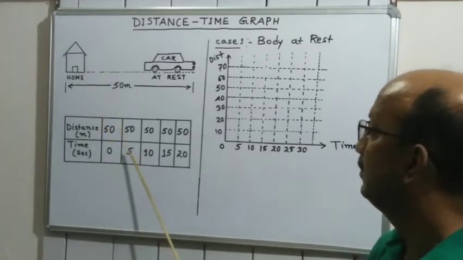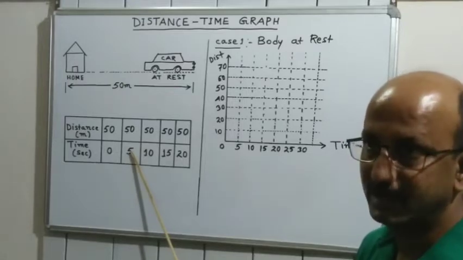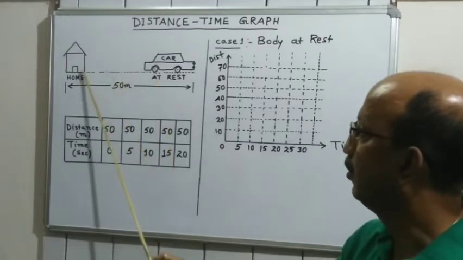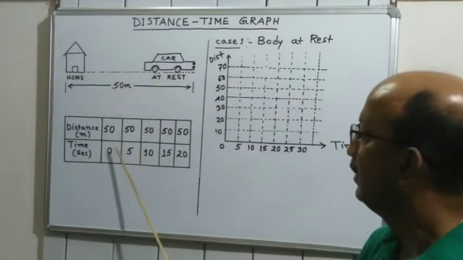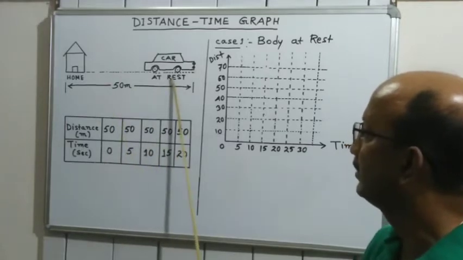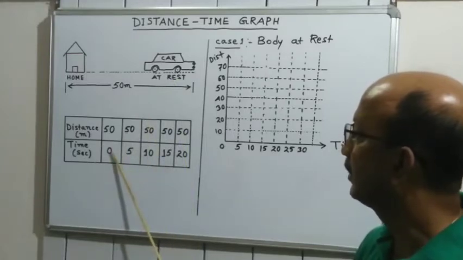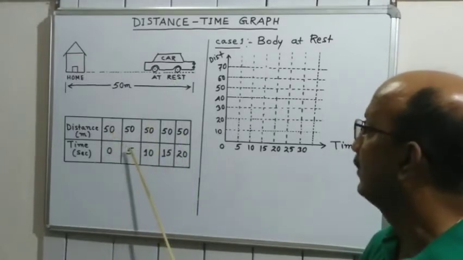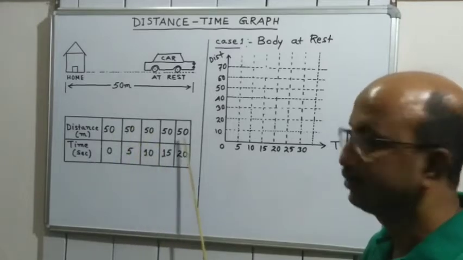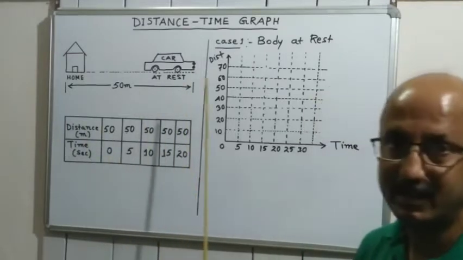Now when time has passed, say 5 seconds, still the car is at rest and the distance of the car from your home is 50 meters. In this way, when you look at the car after 10 seconds, you always find that the car is still there. So at 0 seconds, the distance of the car from your home is 50 meters. At 5 seconds, the distance is 50 meters. And at 10 seconds, it is 50 meters, and so on. So how can we draw this situation in a graph?